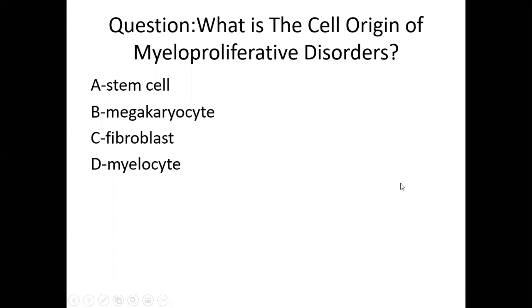We start with a question. What is the cell origin of myeloproliferative disorders? A. Stem cell. B. Megakaryocyte. C. Fibroblast. And D. Myelocyte. You have only one choice, and I will not give you the answer. You will find the answer during the lecture.